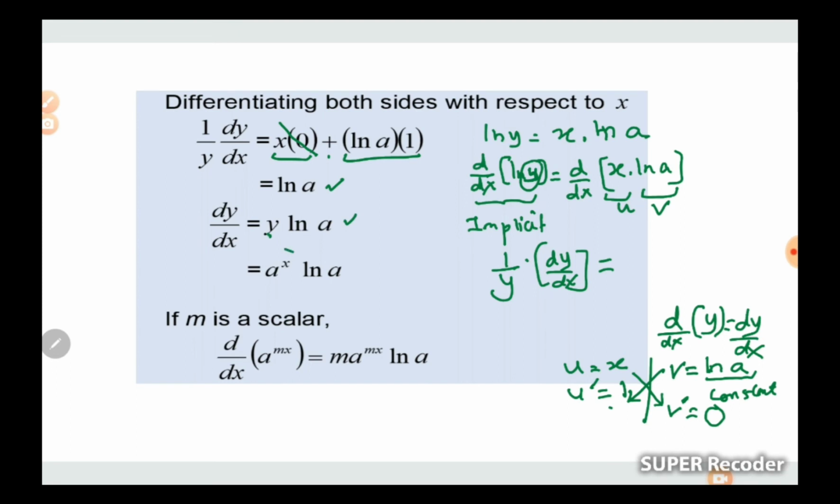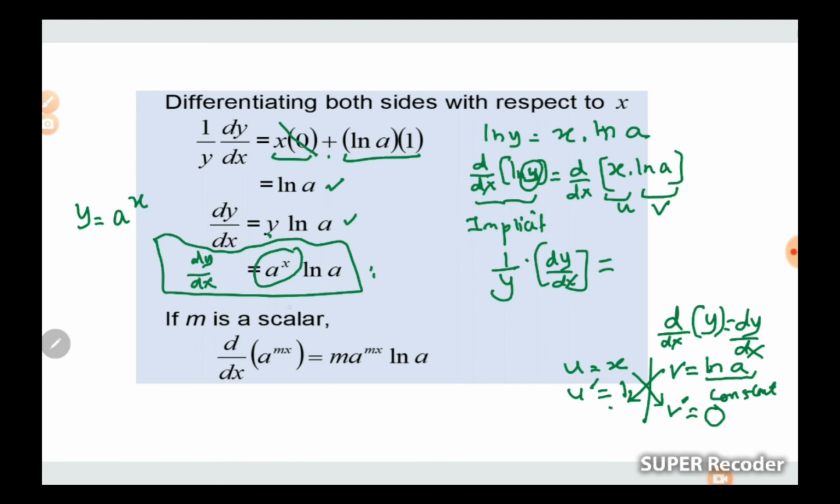So substitute back, what is y? y equals a^x. Okay, so this is the conclusion. If given y equals a to the power of x, then dy/dx is equal to a to the power of x multiplied by ln a.